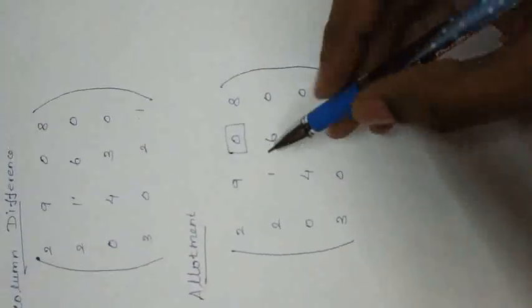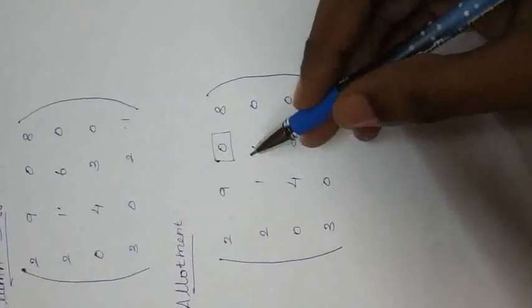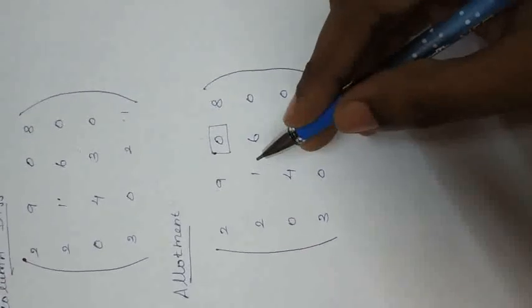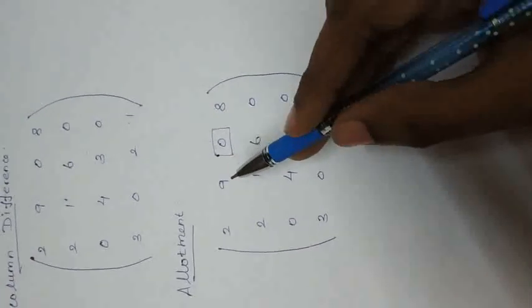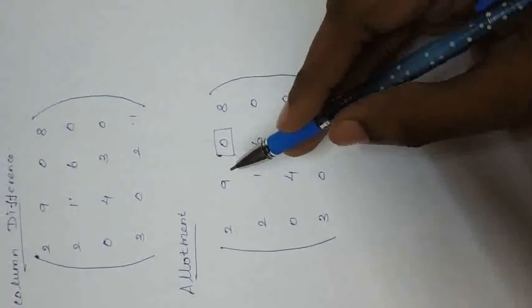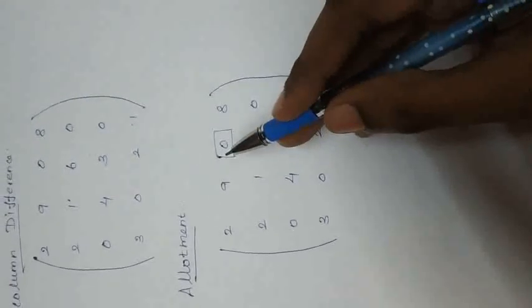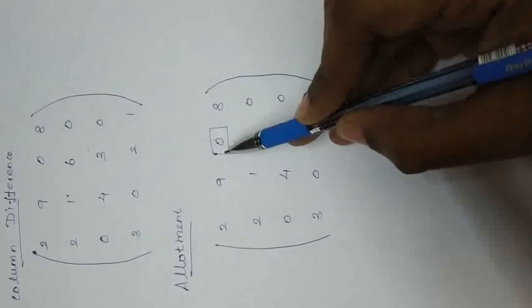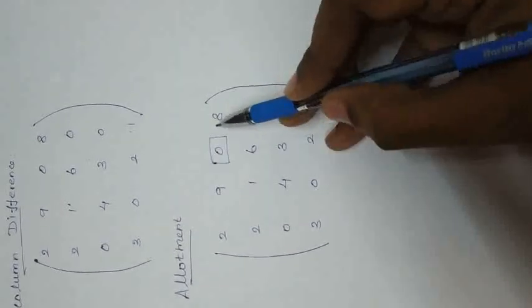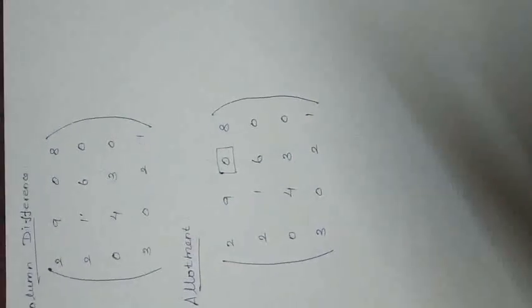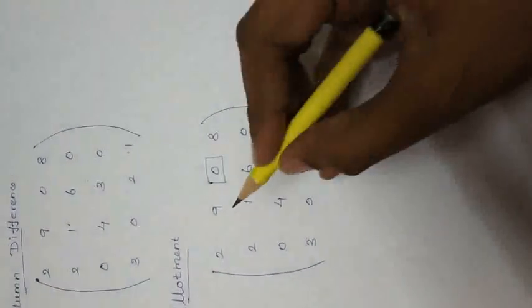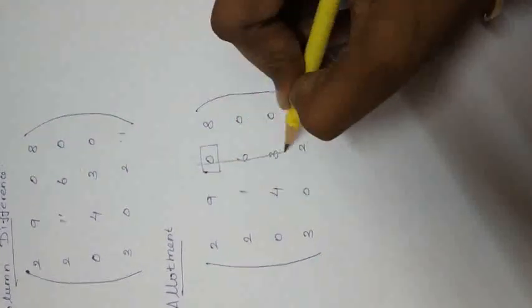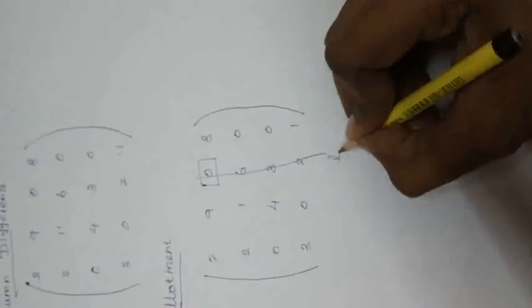Next is to find the optimal allotment. So, how to set the allotment? Choose a row which is having a single 0. For example, in the first row, we are having a single 0. Just box that 0 and then strike it down column wise and mark that line as line 1.